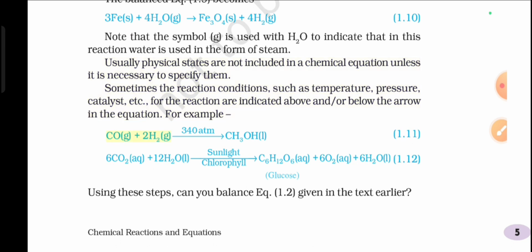For example, CO(g) + 2H2(g) → CH3OH(l), at 340 atmospheres; and 6CO2(aq) + 12H2O(l) → C6H12O6(aq) glucose + 6O2(aq) + 6H2O(l), in sunlight and chlorophyll. Using these steps, can you balance Eq. 1.2 given in the text earlier?